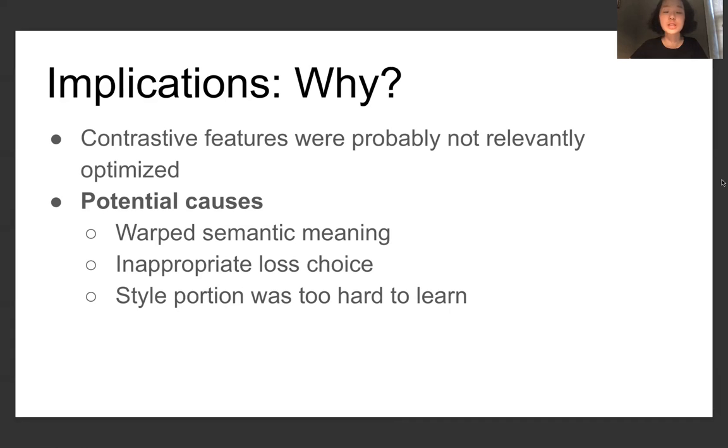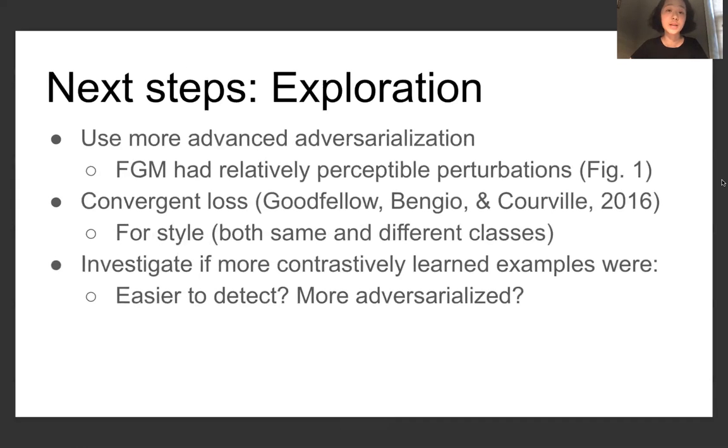It's also possible that the style portion of the loss was too hard to learn. Style is already kind of a fuzzy concept in the sense that it's delocalized image similarity. So layering the contrastive objective on top of it, maybe that was too much for the model to handle. And this leads me to my next steps.